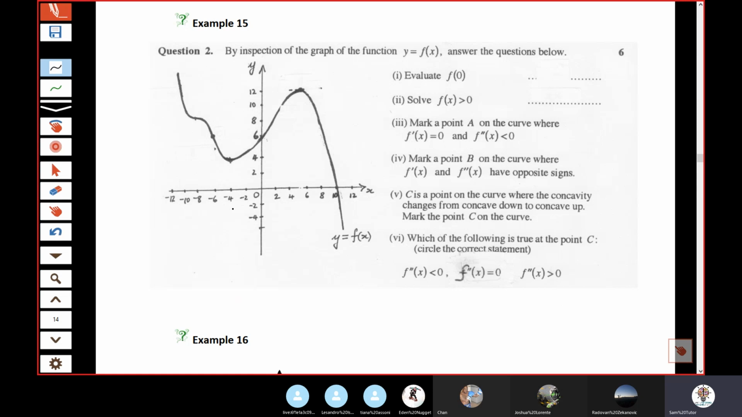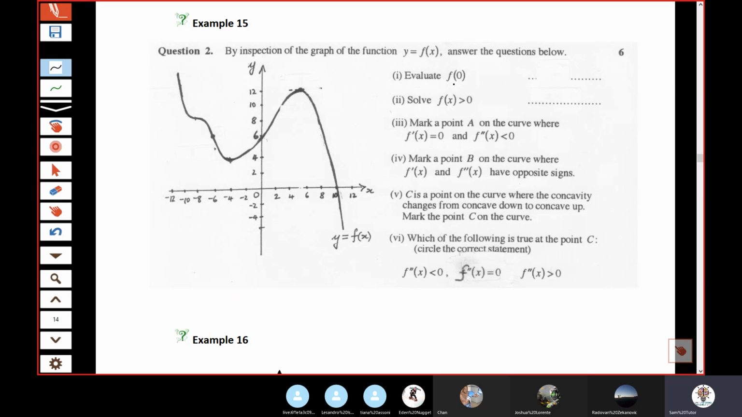Anyone? Evaluate f of 0. What does that mean? Seriously, don't overthink this. Subbing 0 for x. But when x is 0, what does it also mean?